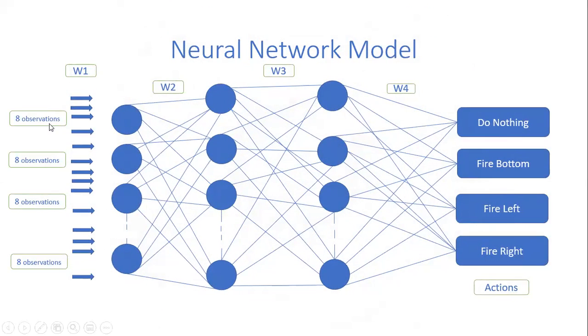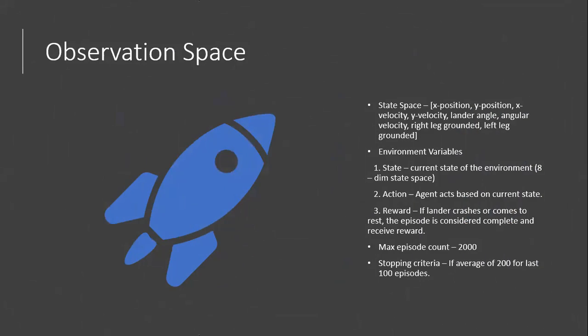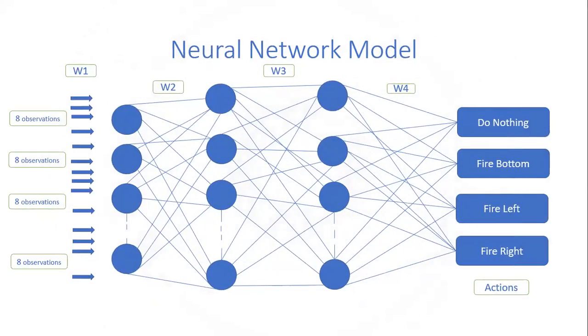So here, the 8-dimension vector is given as the input to the neural network. The neural network gives the output to the environment: do nothing, fire bottom, fire left, or fire right. These are the 4 actions that may take place based upon Q-learning with deep neural network.